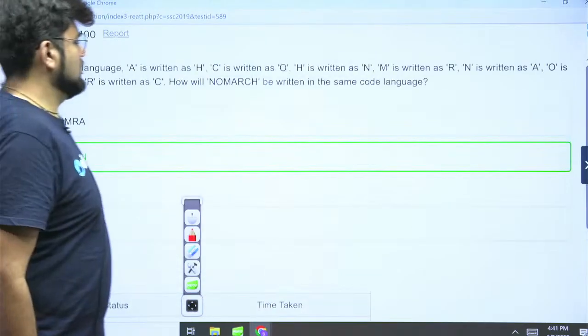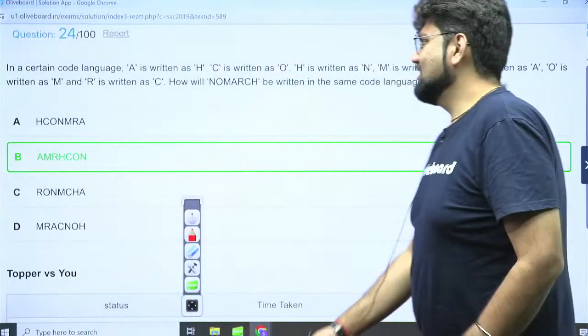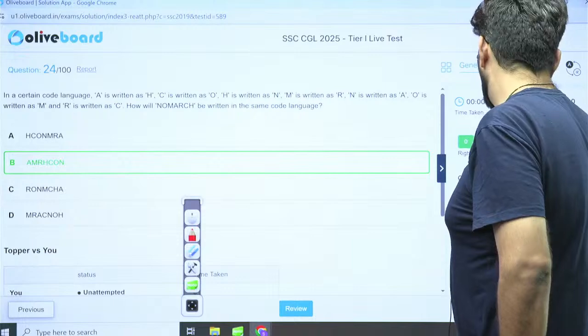Okay. Strange. Simple substitution based coding, nothing else.